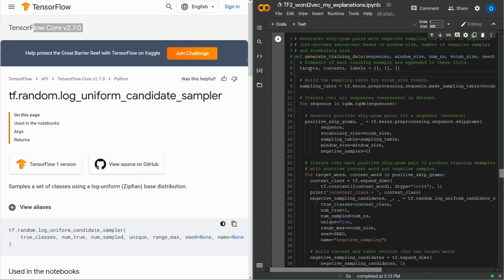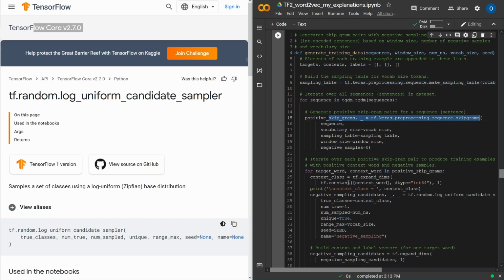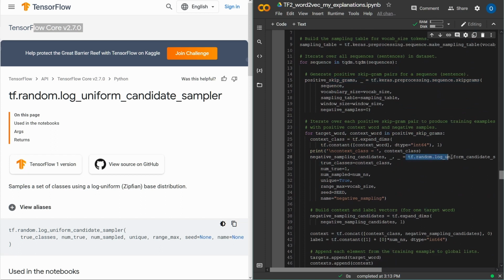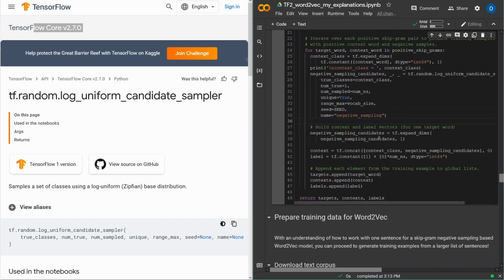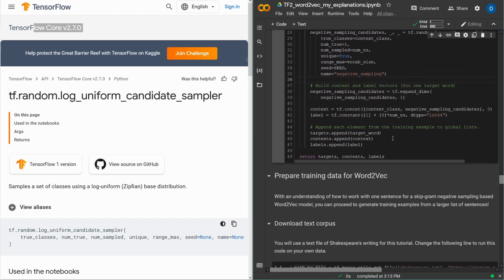So what we do, we start as we always start. We set everything to 0. This is our data we are looking to generate. We have our sampling table. Then we have our skipgram function from TensorFlow. And then we have our TF random log uniform candidate sampler, who is again here operating in all of its beauty. You know the problems associated with it. And then we just return the targets, the context, and the labels. And this is it.